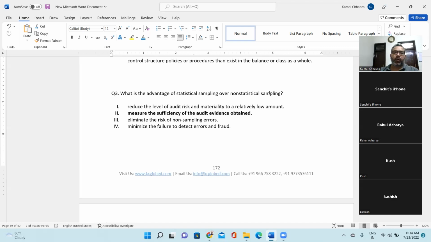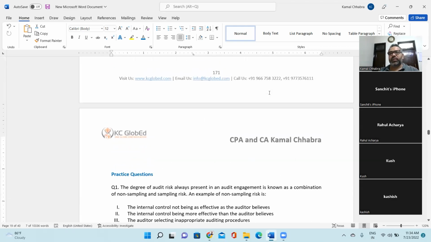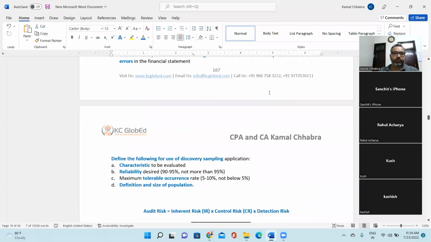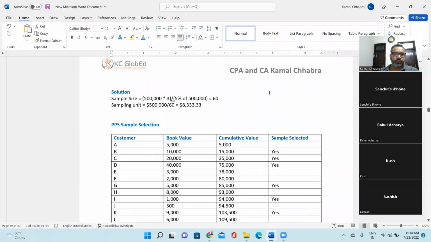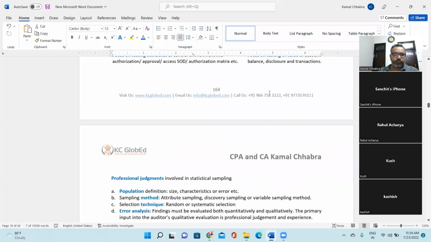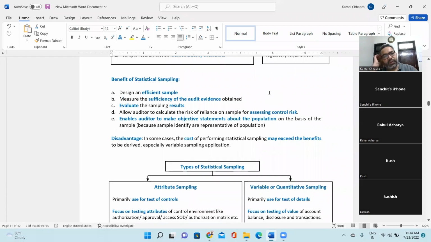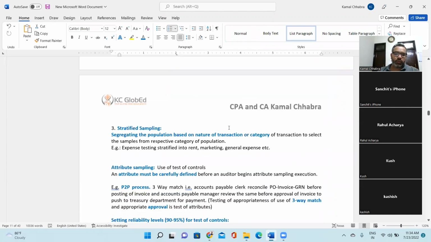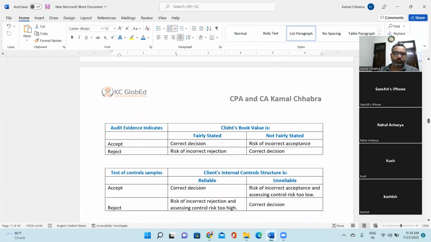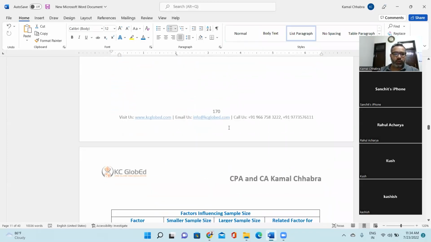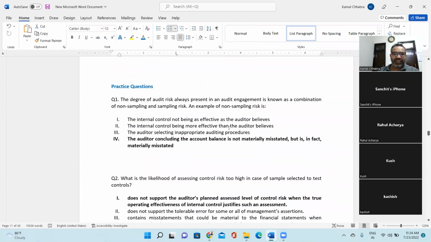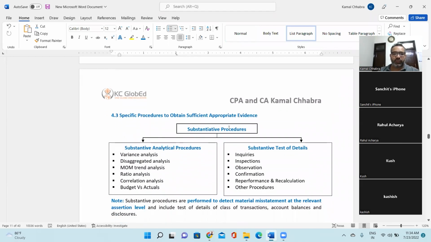So do you remember like advantage of statistical sampling, which we have discussed in our last week class? Benefit of statistical sampling: design the effective sample, measure the sufficiency of audit evidence. So this is what they were saying, right? Yes, sir. So we are good with sampling. काफी हद तक, sir. I know this is confusing sometimes. Yes, sir.